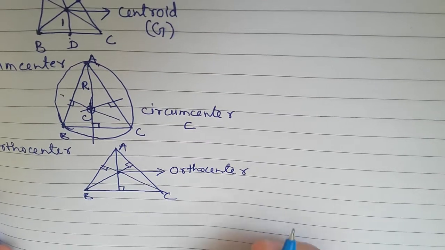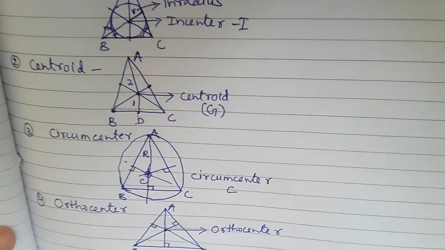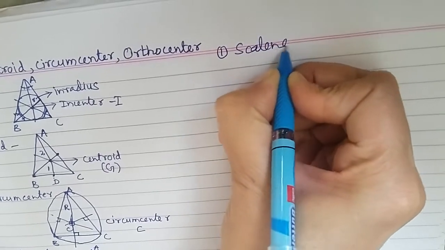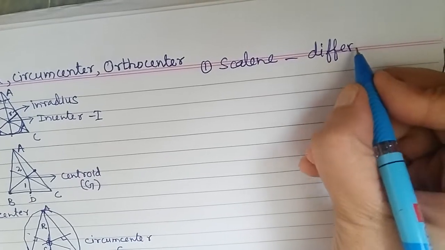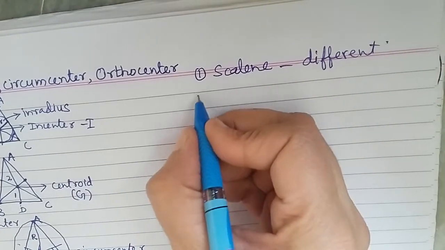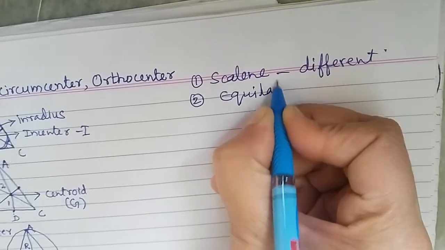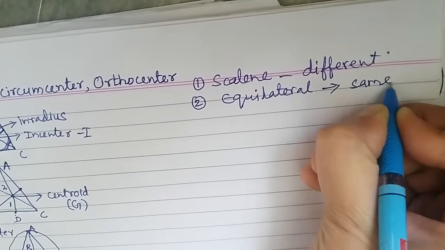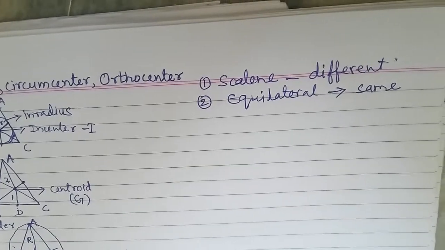Now we will discuss some important properties of all these four centers for different triangles. Let us start with the scalene triangle. For a scalene triangle, friends, all these points are different. Orthocenter is different, incenter is different, circumcenter is different. The second is the case of the equilateral triangle, the most important case. For an equilateral triangle, all these points are the same. It means orthocenter, incenter, centroid, circumcenter, all are the same.